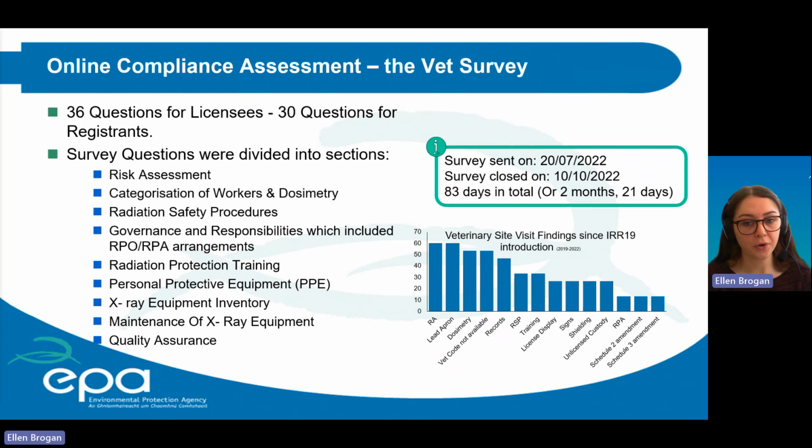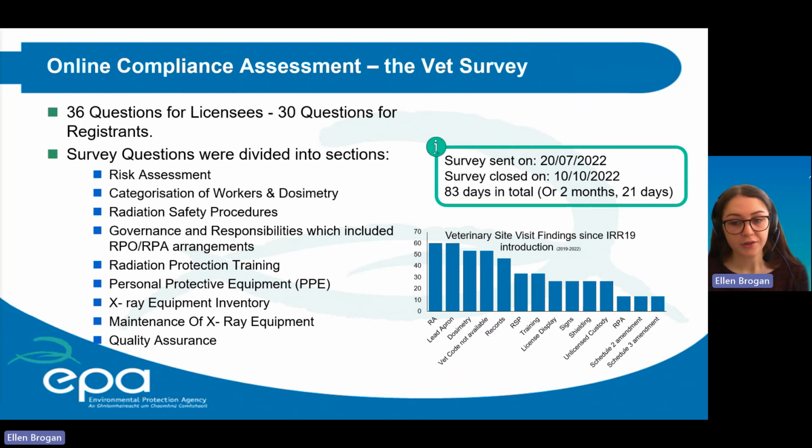So the participants, which were both licensees and registrants, were randomly chosen, one per county, in order to answer the survey, and their responses were considered mandatory. So while this compliance assessment was not carried out in person by an EPA inspector, it carried the same regulatory weight as an on-site inspection. So the survey had different questions for licensees and registrants that were based on an analysis of findings of site visit reports in the veterinary sector from the past year.